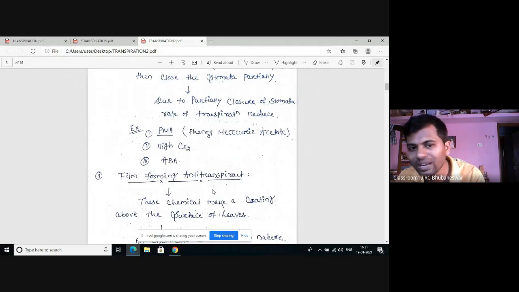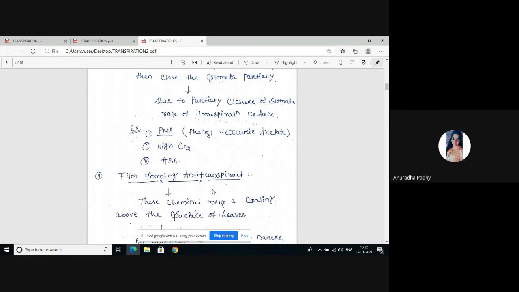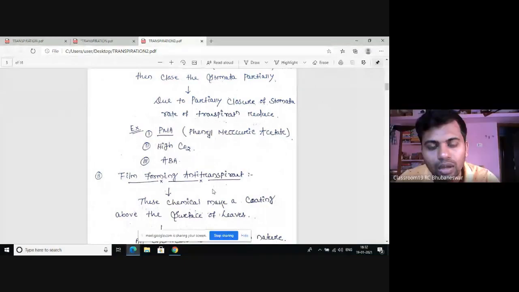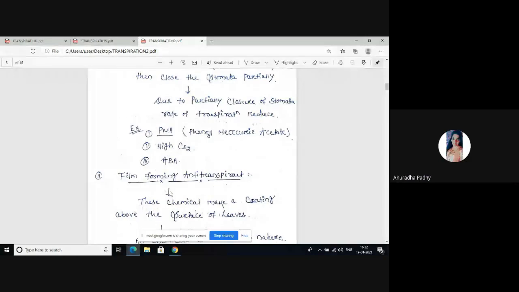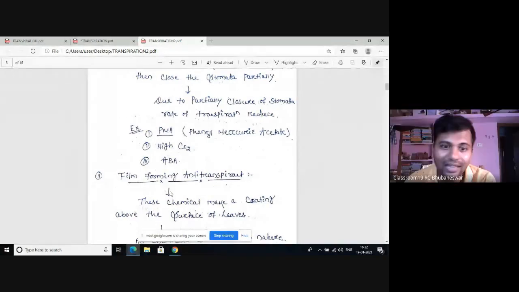It is just like how we laminate our mobile. Suppose we are having a certificate. Sir, ABA? Abscisic acid. Look at this. Suppose we have laminated a certificate. If we put it in water, will the certificate get wet? No, sir. Just like that.